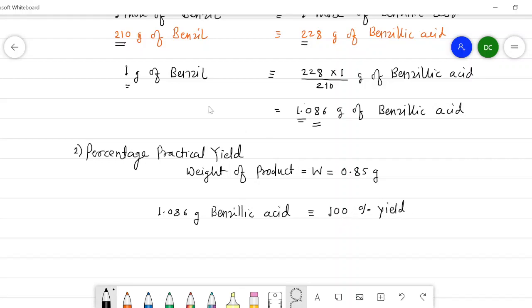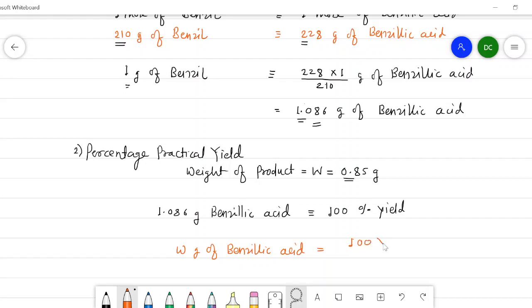Why is it 100%? Because we have taken here 1 gram, and if I got 1.086 gram benzilic acid, then it is the 100% according to this calculation. So I have written here 1.086 gram benzilic acid corresponds to 100%. Now the actual yield which is got after the completion of procedure is 0.85. So W gram of benzilic acid is equal to how much?